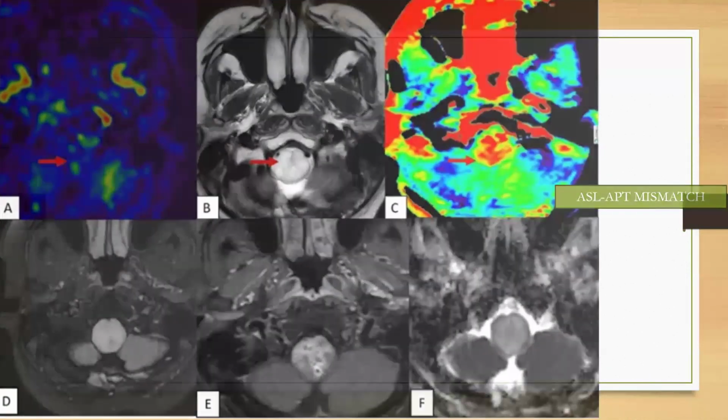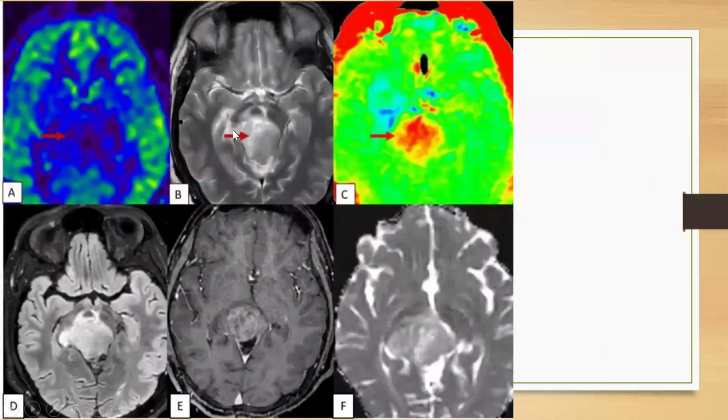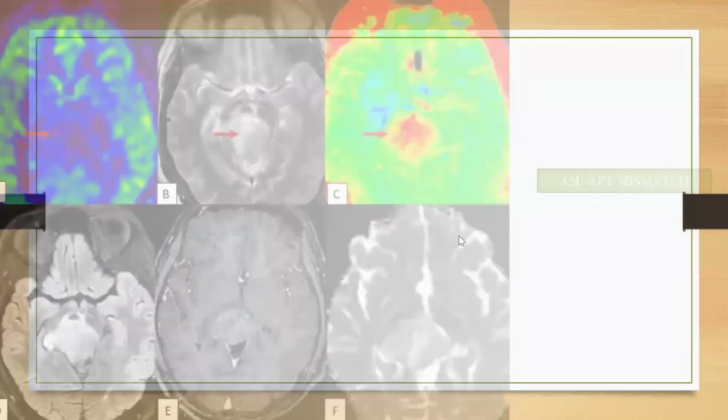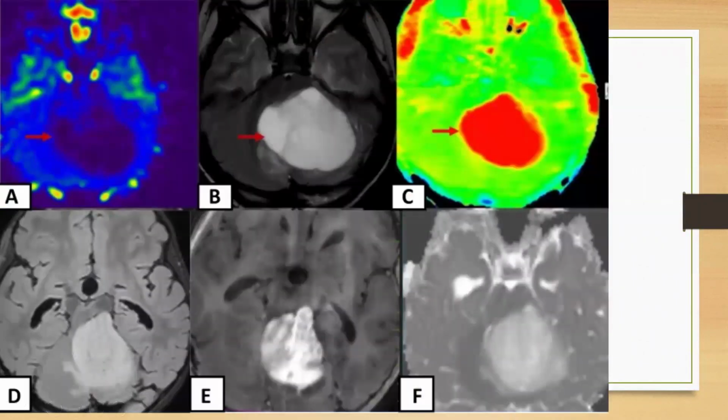This is another case within the midbrain showing similarly very high values in APT and low values in ASL. There is a mismatch. Like this, we saw at least 20 to 35 cases, and in all these pilocytic astrocytomas we saw very high values in the APT but very low perfusion in the ASL.